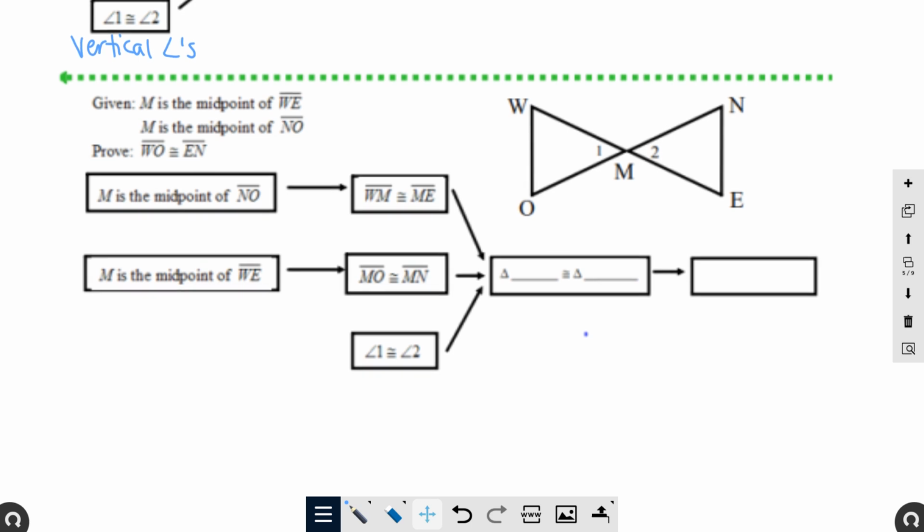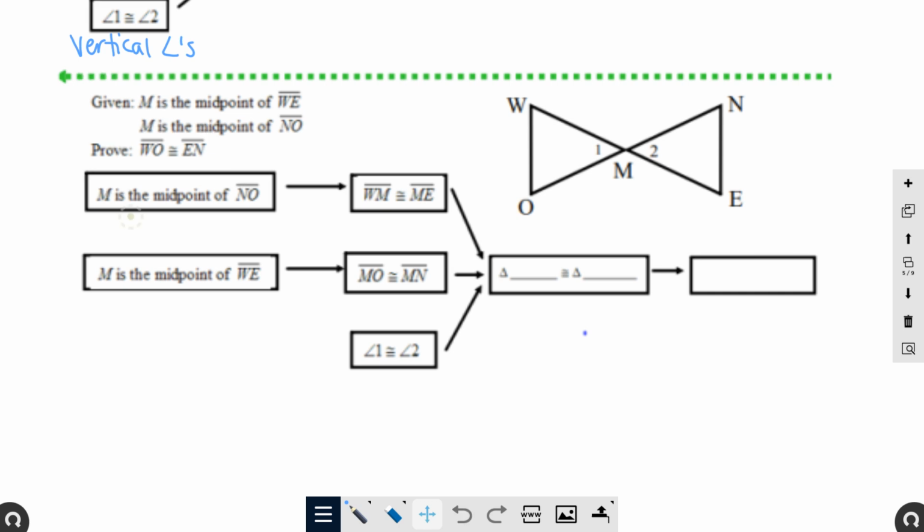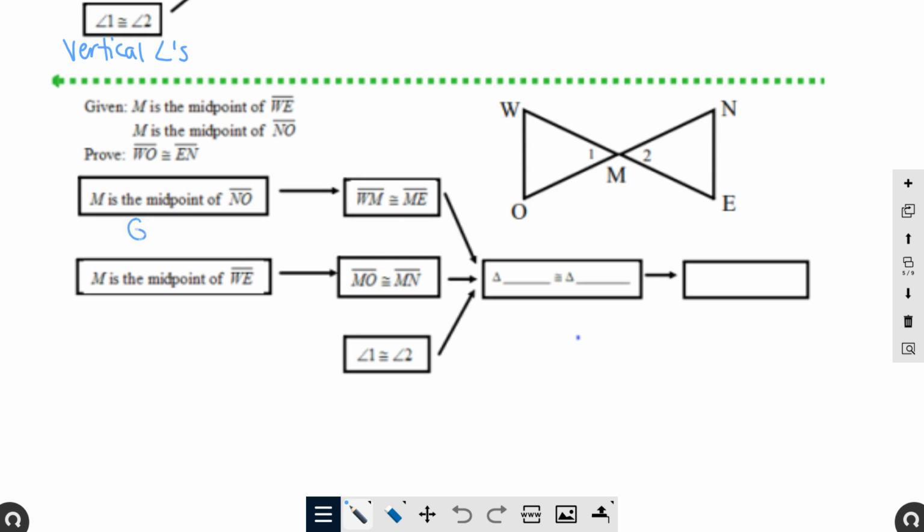M is the midpoint of NO. Given. Whoops, forgot to use the pen. Given. All right, the box underneath it. M is the midpoint of WE. Given again. Now, what does it mean to be a midpoint? Splits it in half. Now, these two boxes, I accidentally reversed these. This was actually supposed to say WE here and MO here because it doesn't really make sense with the next box. But if y'all want to mark those out and put those in, you can.